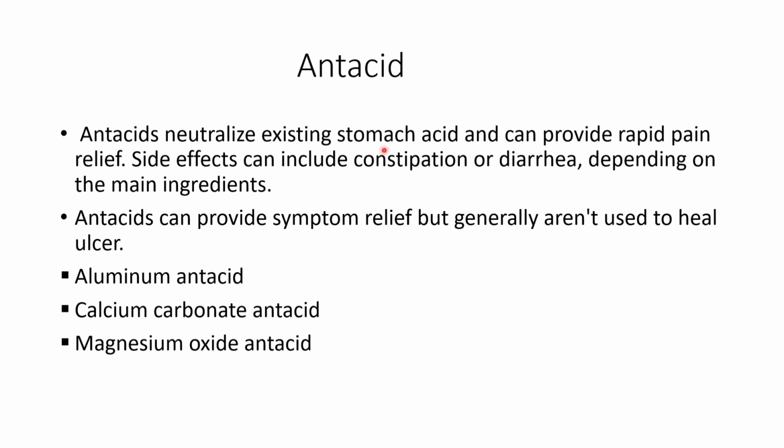Antacids neutralize the existing stomach acid and provide rapid pain relief. Side effects include constipation or diarrhea, depending upon the main ingredients. Some examples of antacids are aluminum antacid, calcium carbonate antacid, and magnesium oxide antacids. These relieve the symptomatic pain.